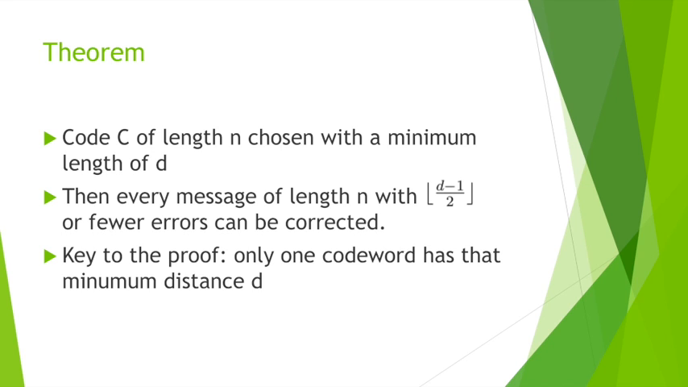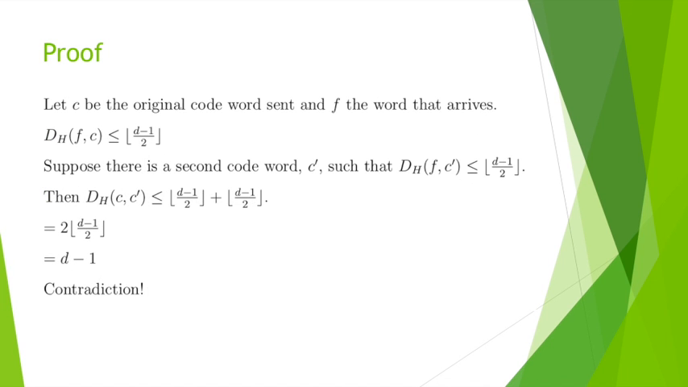The key to the proof on the next slide is that only one code word can have that minimum distance of d. So on this next slide, we're going to let C be the original code word sent, and F is the message that we get at the end. So we can still take the Hamming distance between, for instance, that blue circle and a code word, the green circle, and we know the maximum number of errors is that floor function mentioned on the previous slide.